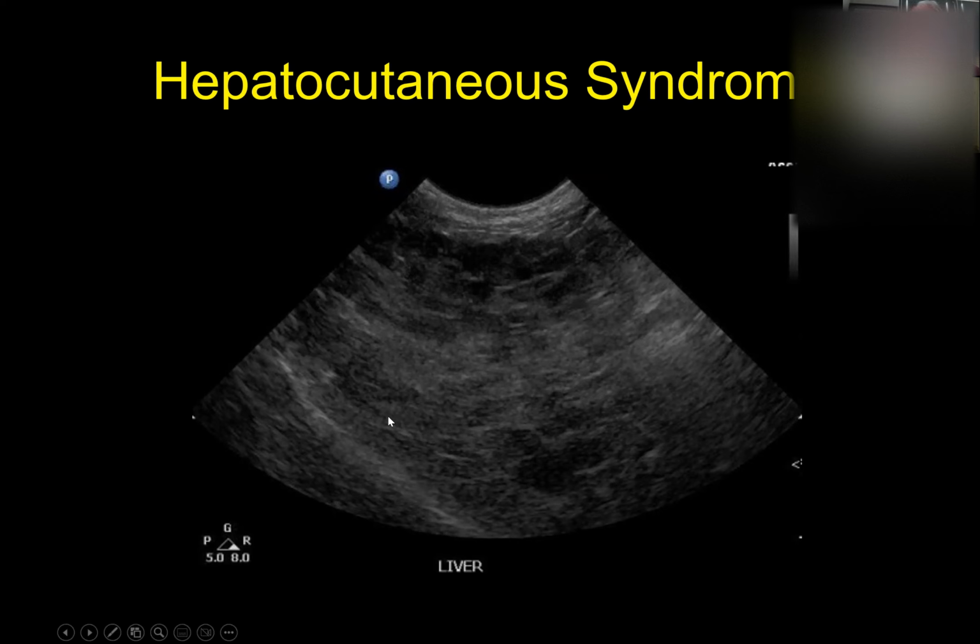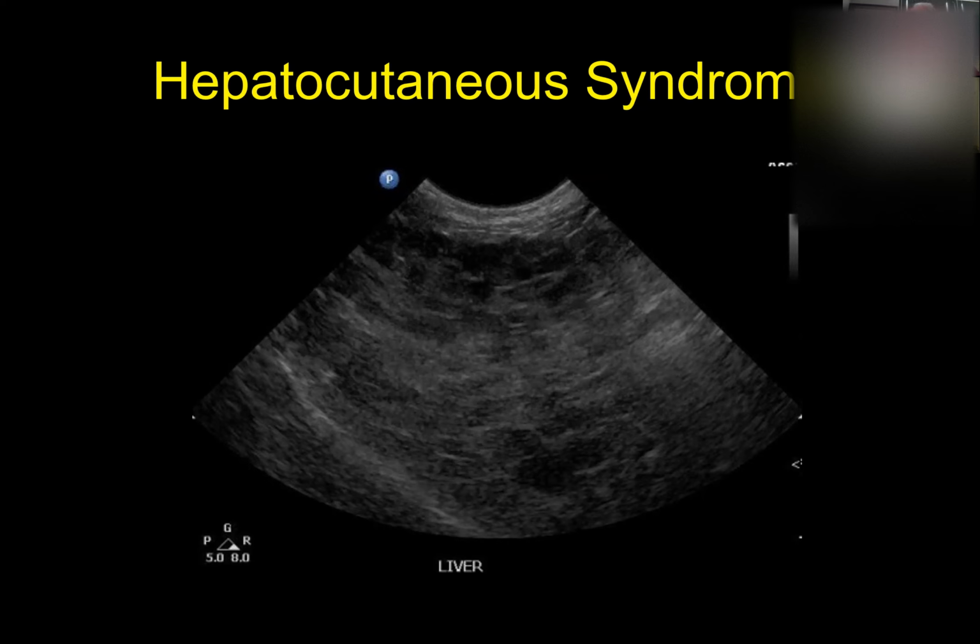It looks really ugly, and there's very little to no normal appearing liver. Even when you fan the probe around to see other parts of the liver, the whole thing has this chewed up, nodular-like appearance.